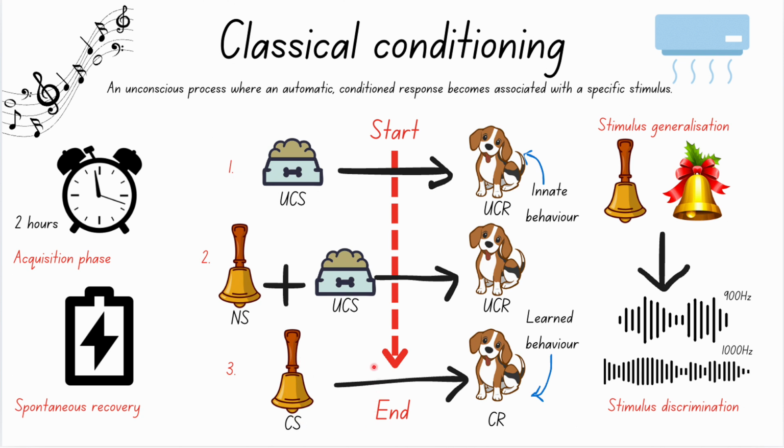Learning occurred gradually over several trials, called the acquisition phase. The speed and strength of the learning depended on when the bell was presented about the food during the acquisition.